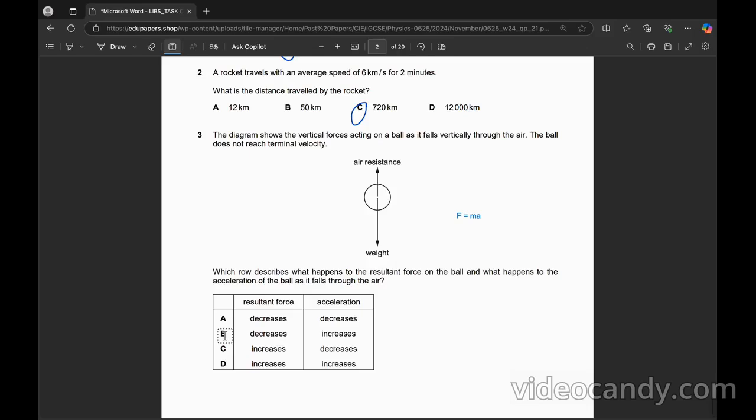And now you have to think about whether air resistance would increase or decrease. Now when there is acceleration, the velocity would always increase, which means that the object would have to face more air particles per unit time, which means air resistance would increase with velocity. So if the air resistance increases, and weight stays constant, then the resultant force, which is the difference between these two arrows, would definitely decrease. So then it would be A.